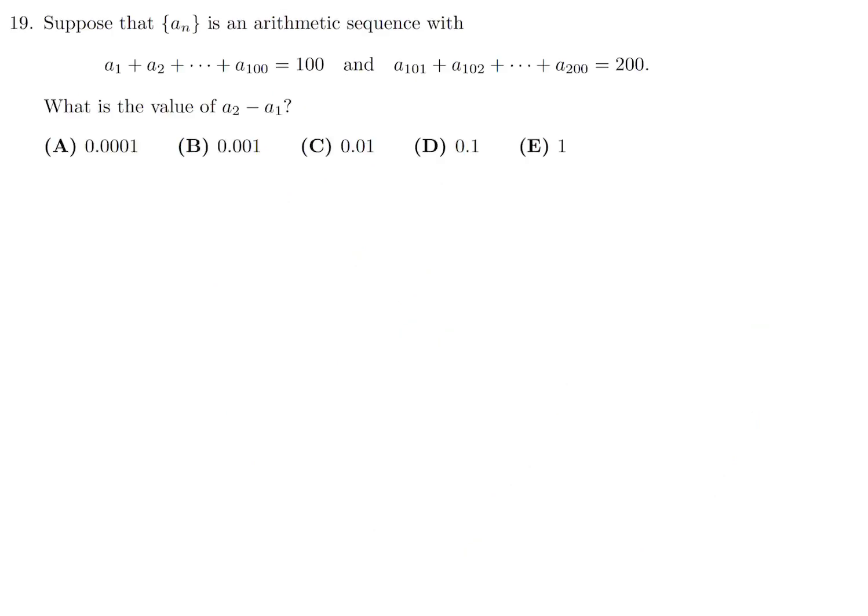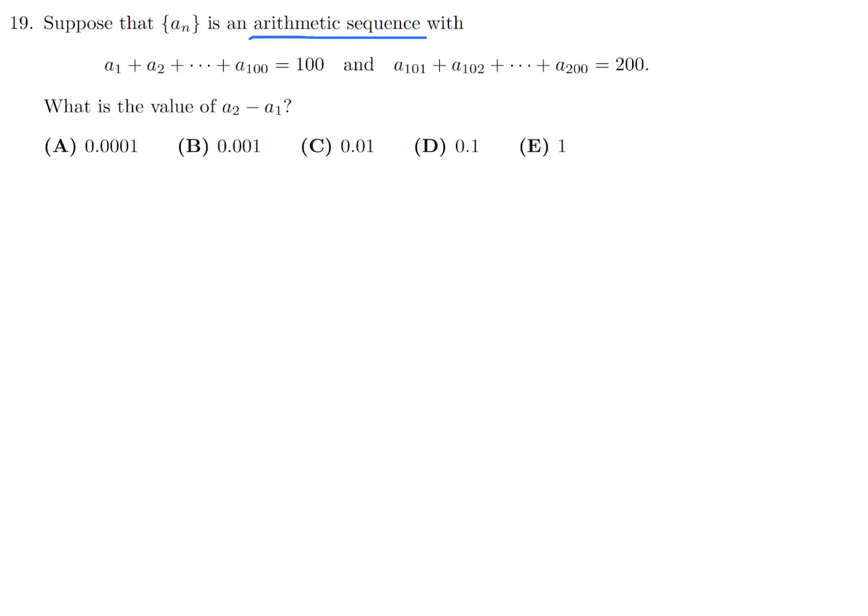Suppose that a_n is an arithmetic sequence with a_1 plus a_2 all the way up to a_100 equal to 100, and a_101 plus a_102 all the way up to a_200 is 200. What is the value of a_2 minus a_1? Okay, a little bit of a primer.